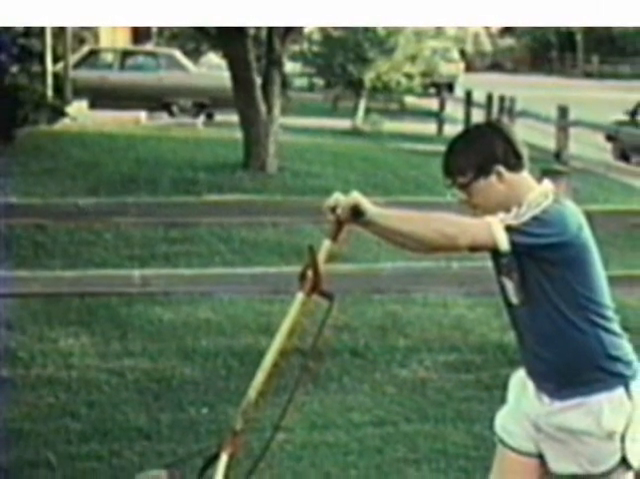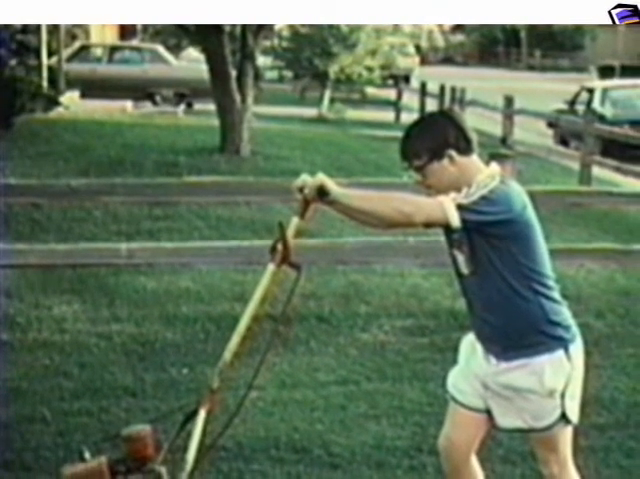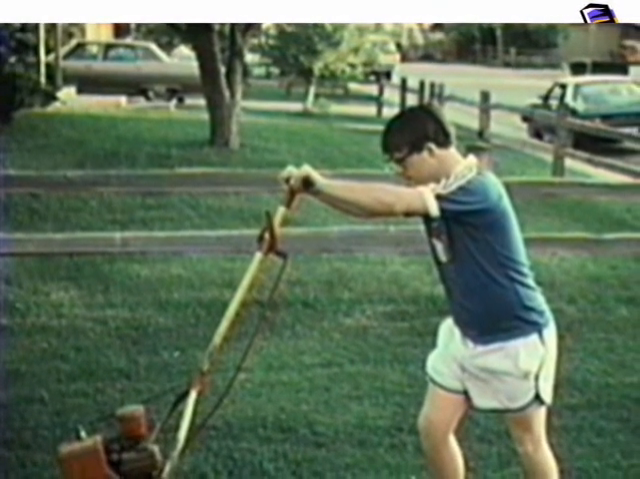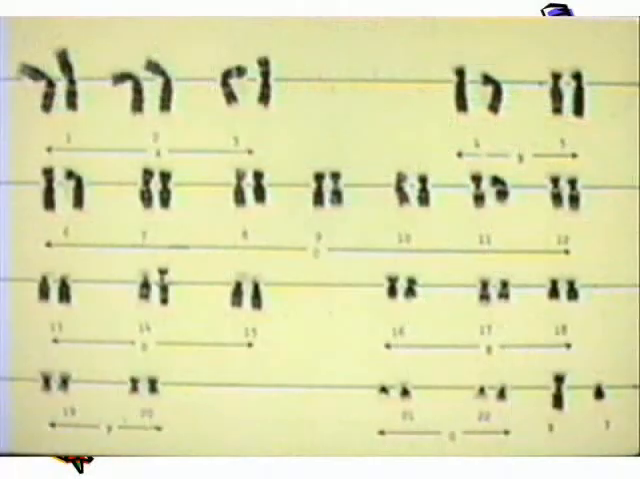This is Stephen. His father had the translocation. Stephen has a mild form of Down syndrome. Let's take a look at his karyotype. This is Stephen's karyotype. Take a look at it and tell us what you see.